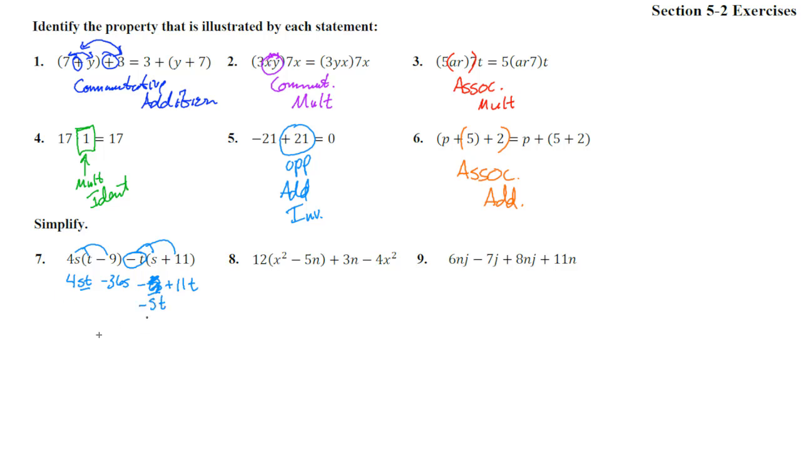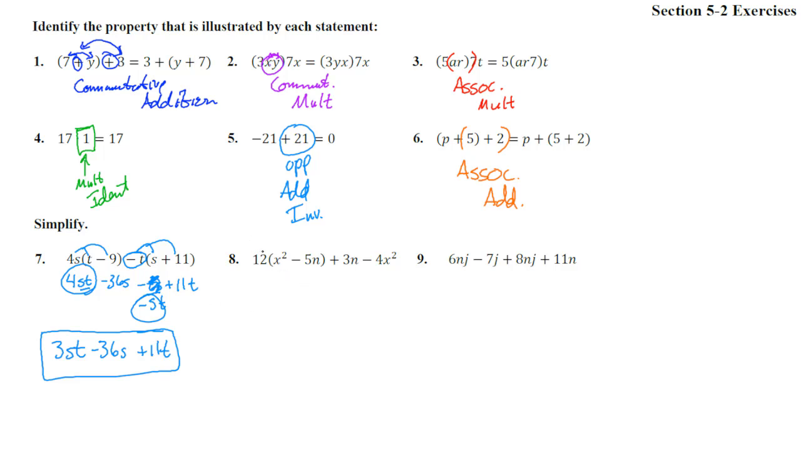So 4st minus st, that's a total of 3 st's. Minus 36s, there are no other s's, and there's no other t's. So there we go. Now, notice because of the commutative property of addition, we can move the 11t here or in front. It could be 11t plus 3s minus 3st minus 36s, or any different ordering of those.